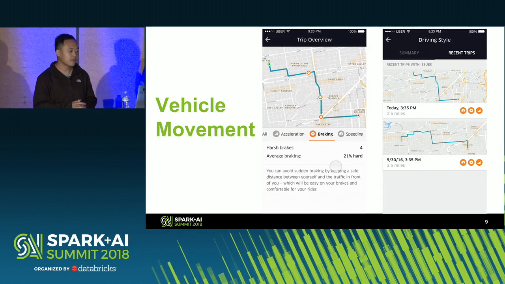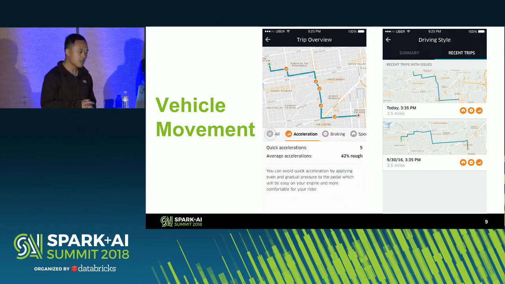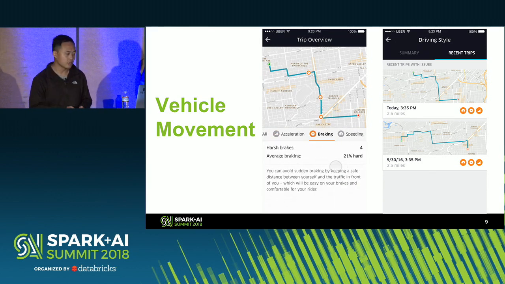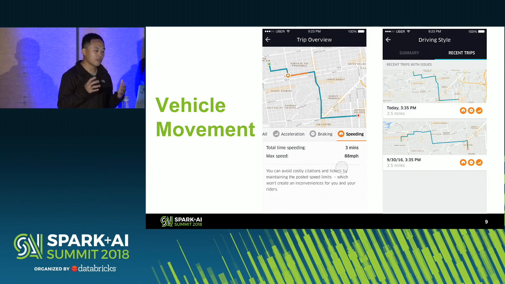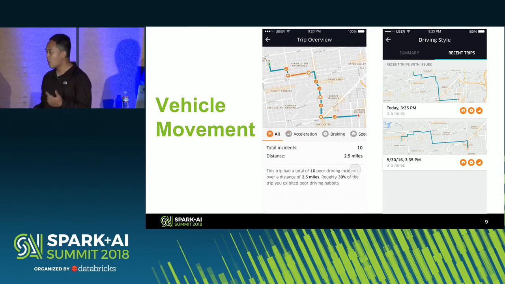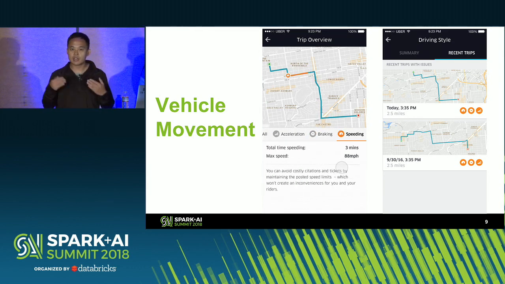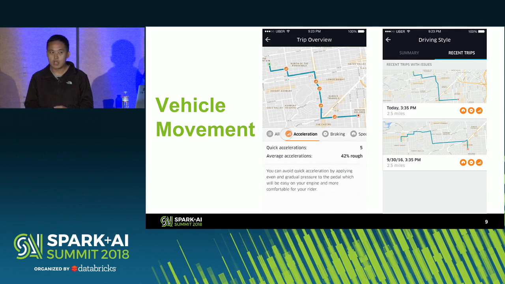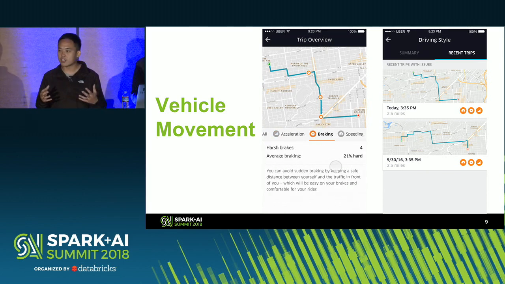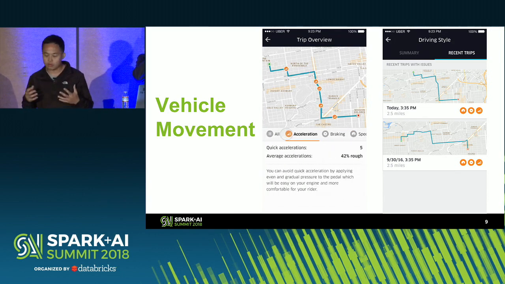We can also make an inference of vehicle movement events, such as acceleration, braking, speeding, and so on. It is very well known that drivers who frequently engage in hard acceleration, hard braking, or speeding have a higher chance of getting into accidents or engaging in dangerous driving situations. So these types of features are very good input to understand dangerous driving behaviors or identify dangerous driving situations.